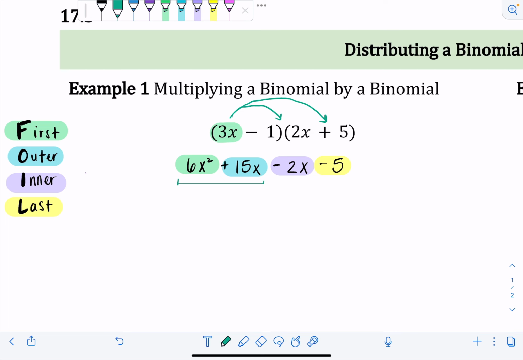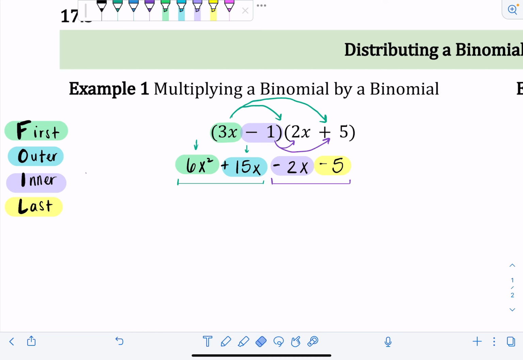So 3x times 2x, 6x squared, 3x times 5, 15x. And then after that, if I take the -1 and multiply it by both of these in that second parentheses, then I will get the -2x minus 5.